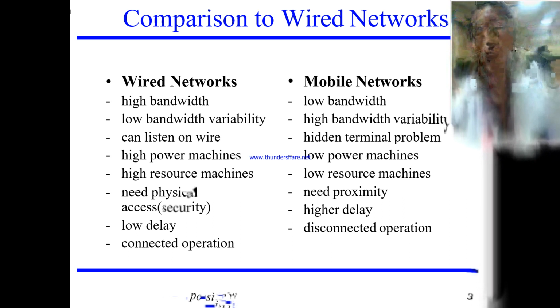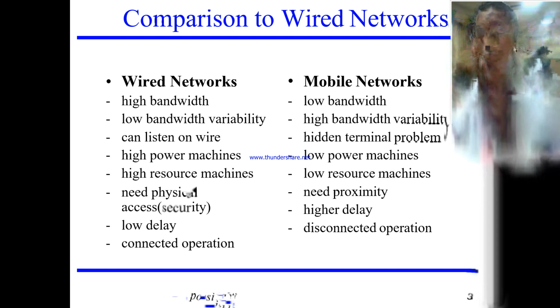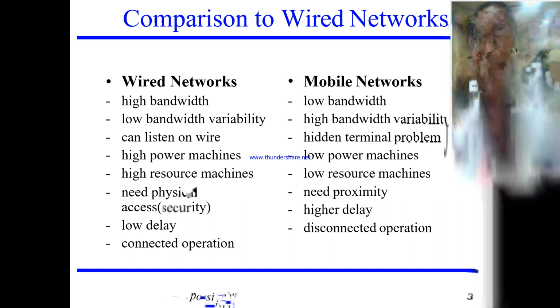In the wired network, we need physical access security, but in the mobile network we have only proximity. In a wired network we have very low delay, but in the mobile network, if the network is not available, we can get a higher delay problem. In the wired network we have connected operation. In the mobile network we have disconnected operation. This is the comparison with the wired network.